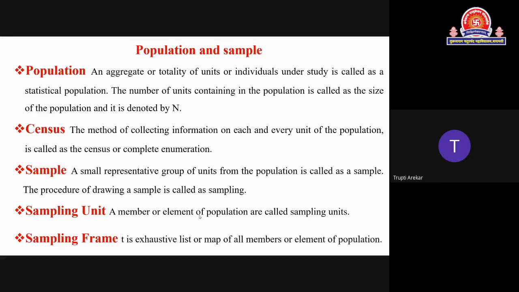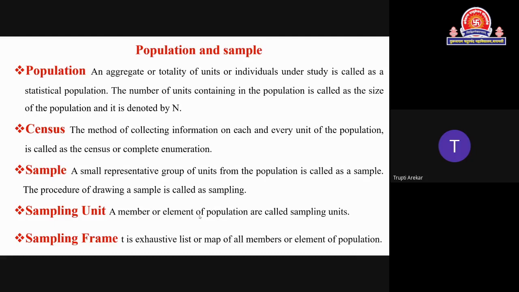An aggregate or totality of units or individuals under study is called a statistical population. The number of units contained in the population is called the size of the population, and it is denoted by capital N. So two methods we know for measuring the population, that is census and sample.